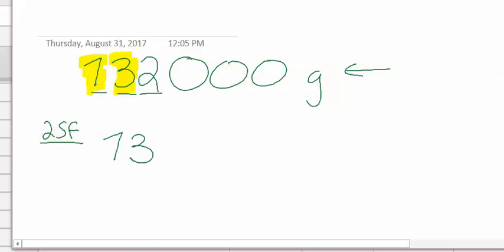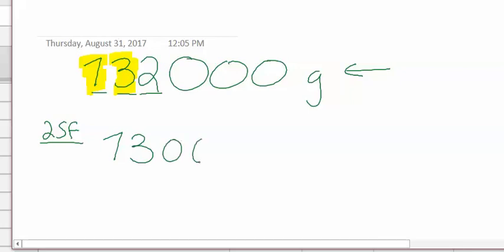Now, this is a question I always ask with this. Is 73 approximately the same value as 732,000? The answer is no. This is a situation where you need some placeholder zeros to keep the approximate value.